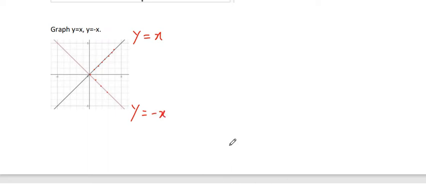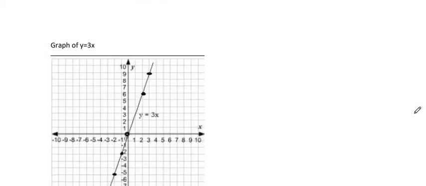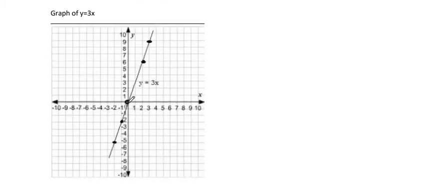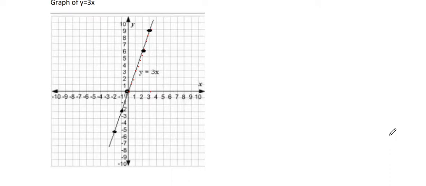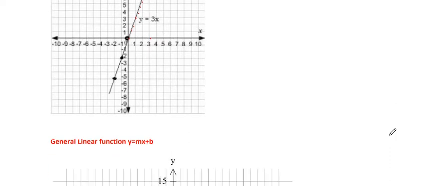For y equals 3x, it's the same. X equals 0, y 0. X equals 1, y 3. X equals 2, y becomes 6. X equals 3, y equals 9. Right? So we connect those points and we have this line. We call those lines linear functions.